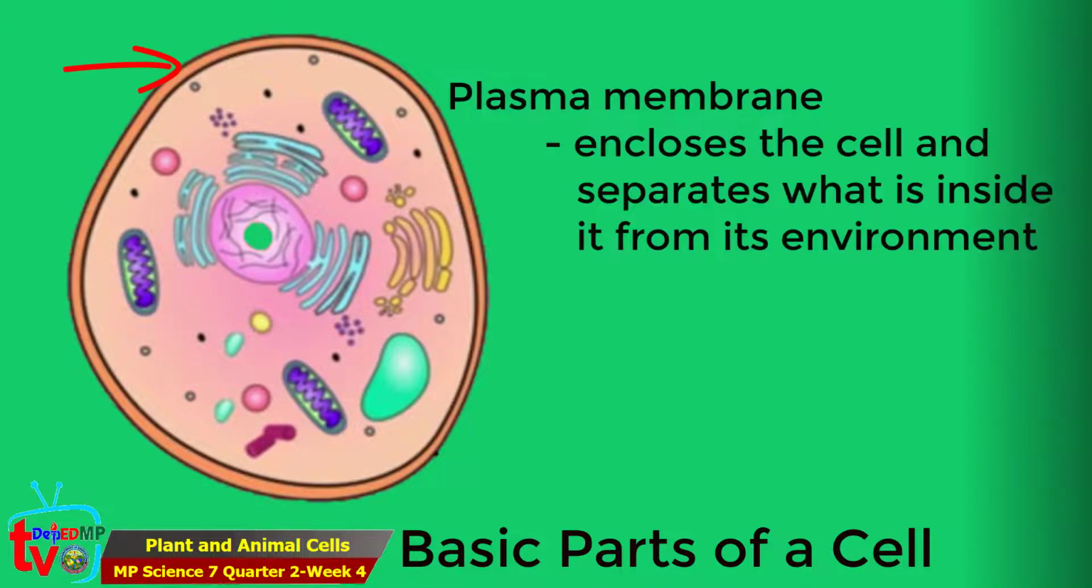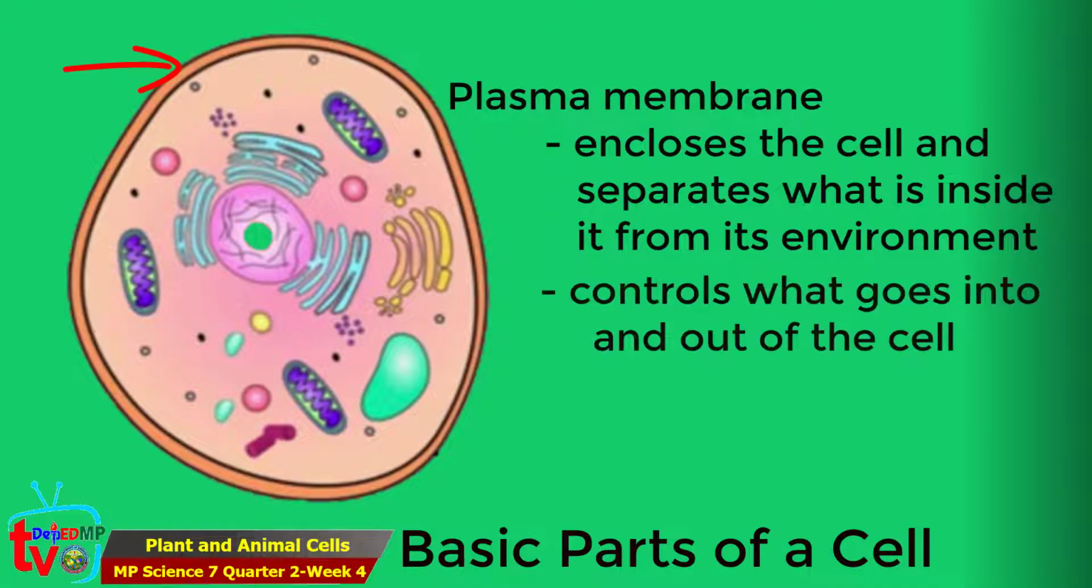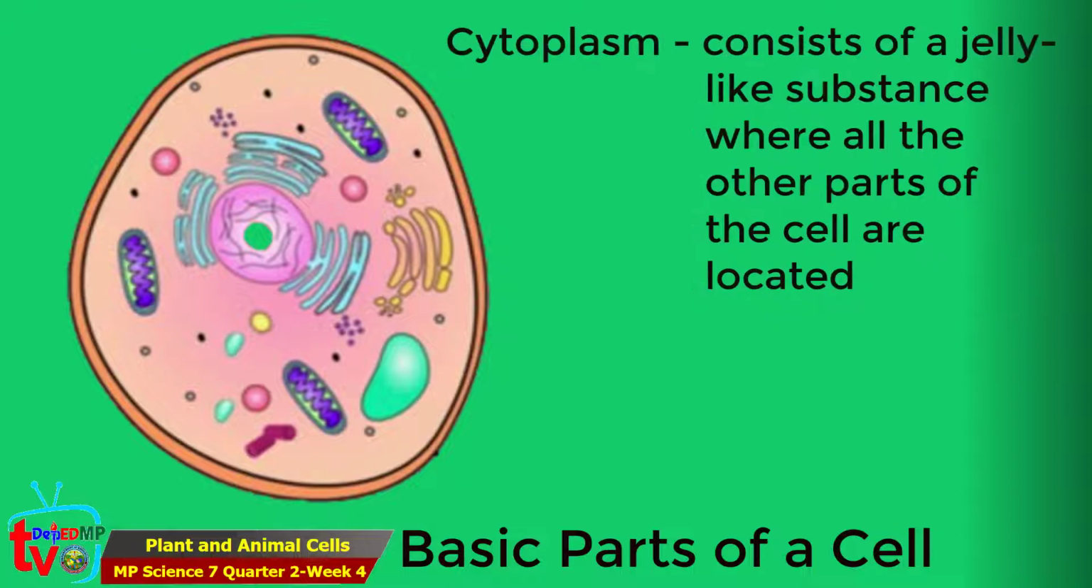The plasma membrane encloses the cell and separates what is inside it from its environment. It also controls what goes into and out of the cell. It allows entry of materials needed by the cell and eliminates those which are not needed. While cytoplasm consists of jelly-like substance where all the other parts of the cell are located. Many different activities of the cell occur in this part.